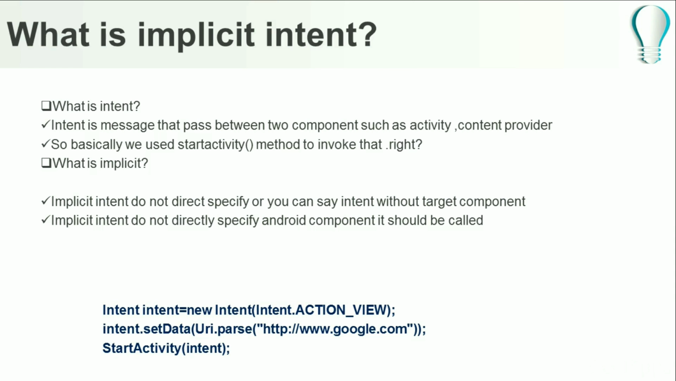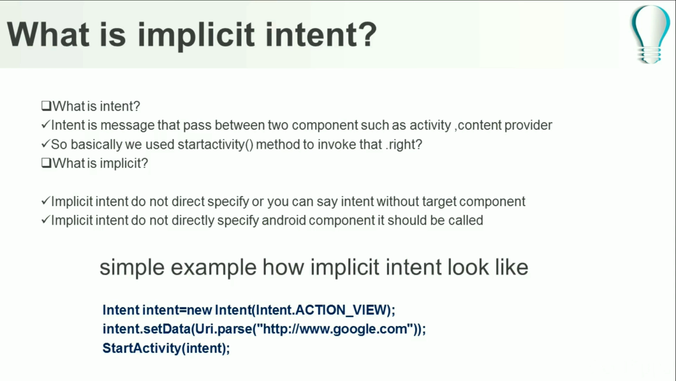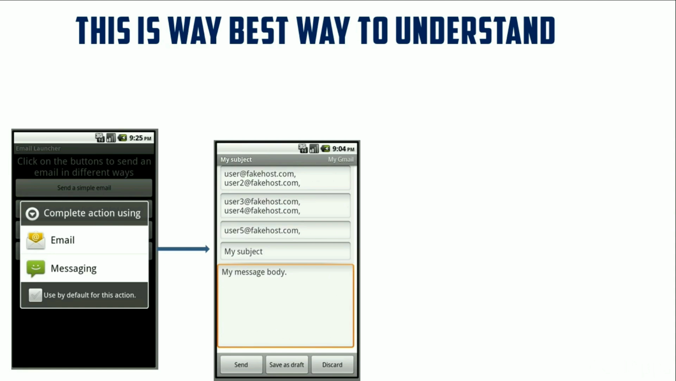That means reusability. What is intent? Intent means you can pass data between components, like activity and content provider. Basically, we use startActivity to invoke that, right? So implicit intent does not directly specify the target, you can say an intent without a target component. An intent looks like this: new Intent, Intent.ACTION_VIEW, which is the action you want to perform. Then you set the data, Uri.parse, and in double quotes you can pass any URL you want, and start the activity. That's it. That's what we can call implicit intent. So this is the basic way to understand what is implicit intent.